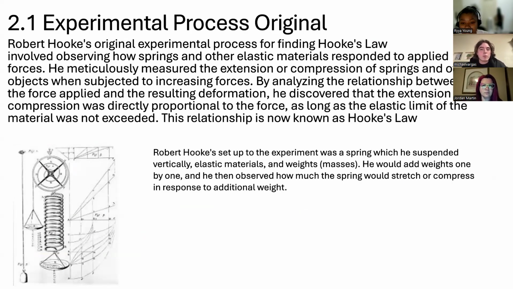2.1, experimental process, original. Robert Hooke's original experimental process for finding Hooke's law involved observing how springs and other elastic materials responded to applied forces. He meticulously measured the extension or compression of springs and other objects when subject to increasing forces. By analyzing the relationship between the forces applied and the resulting deformation, he discovered that the extension or compression was directly proportional to the force, as long as the elastic limit of the material was not exceeded. This relationship is known as Hooke's law.